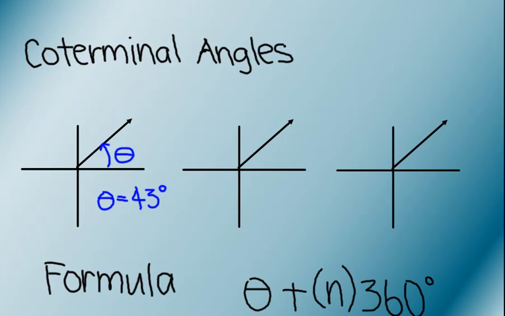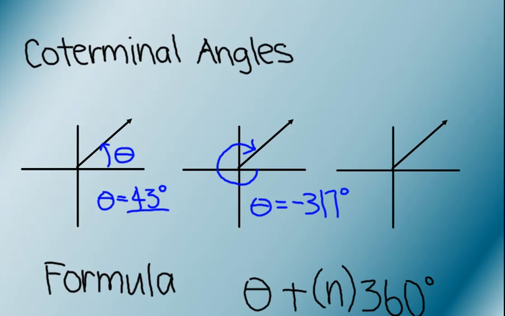Finally, coterminal angles. Coterminal angles are any angles which give the exact same graph, but there may be different ways to write them mathematically. So, for example, here we have an angle of 43 degrees, and we've just gone right from the x-axis up to the angle. But we could also write it like this, as a negative angle of negative 317 degrees.